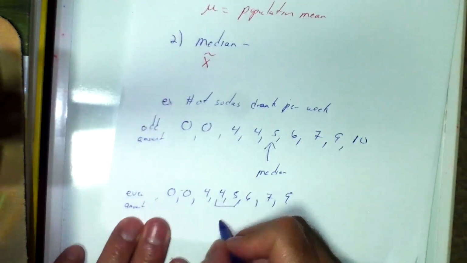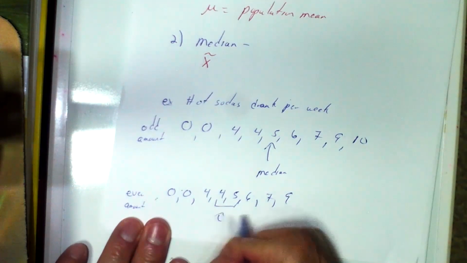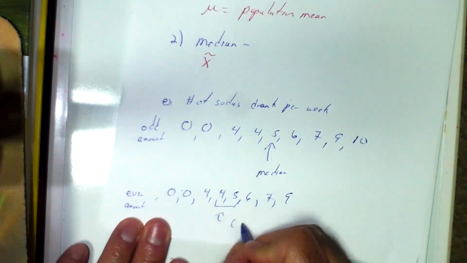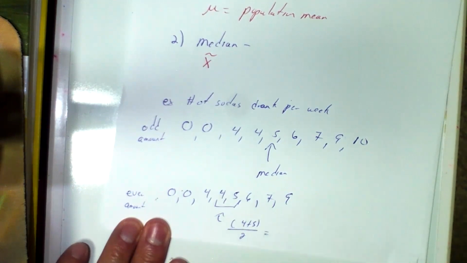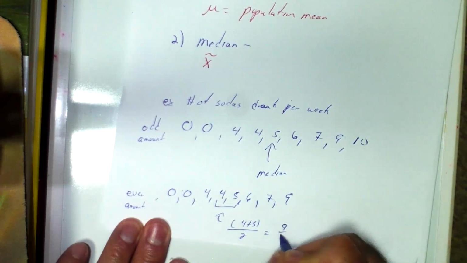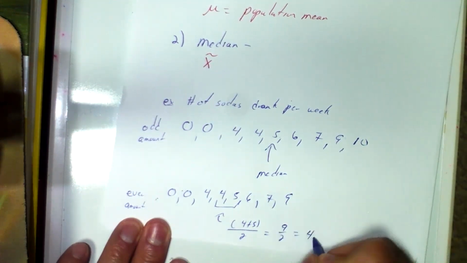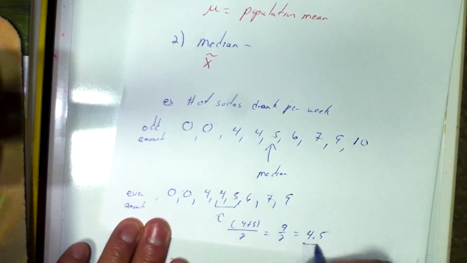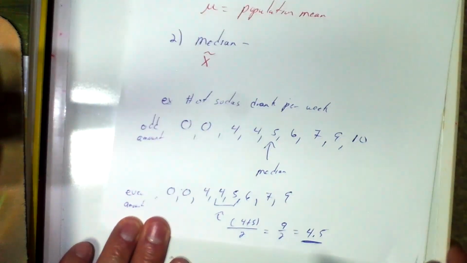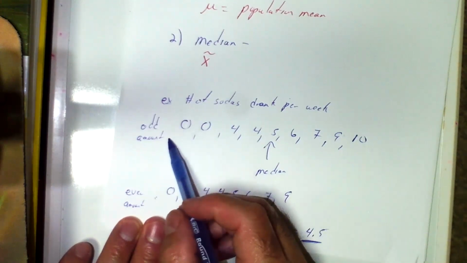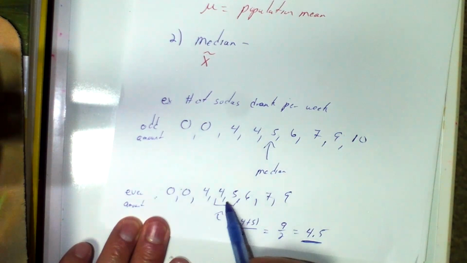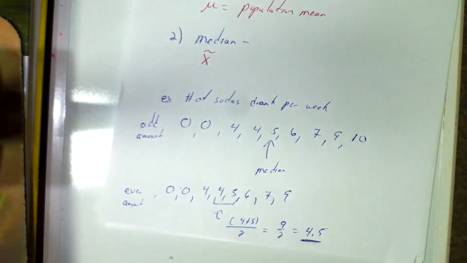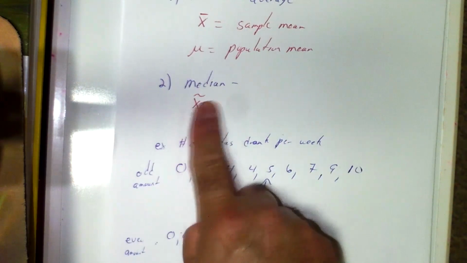So what you would do is you would have to find the average of 4 and 5. So you would have to add 4 plus 5 and divide by 2. So that would be 9 divided by 2. You end up with 4.5. So 4.5 would represent your median. So again, it depends on the amount of numbers you have. If there's an odd amount, it's directly in the middle. Even, you'll have to take the average of 2 middle numbers. That's your median. Okay.